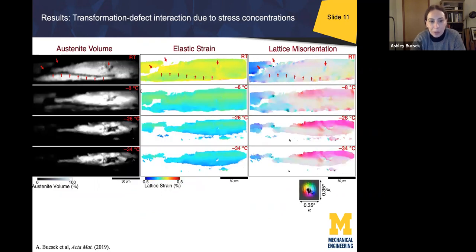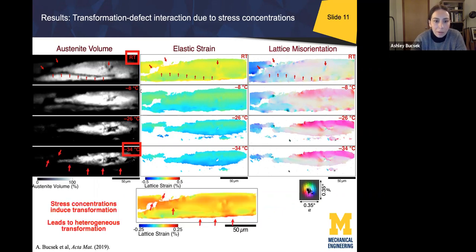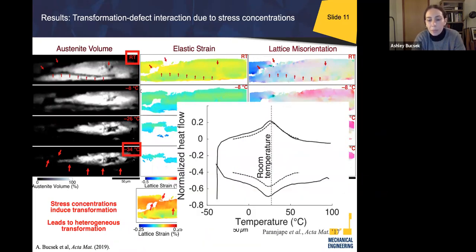And then we took dark field measurements at 4 different temperatures where the material was partially transformed to martensite. And the first thing that we noticed is that everywhere where we saw these stress concentrations, that's where the material phase transformed first. And this is why we saw that heterogeneous phase transformation going through the microstructure in that video that I showed. And this is why when we look at a differential scanning calorimetry, a DSC curve, we see that those phase transformations are really spread out over the temperature range. It's because of these material defects that we get in our crystal growth.